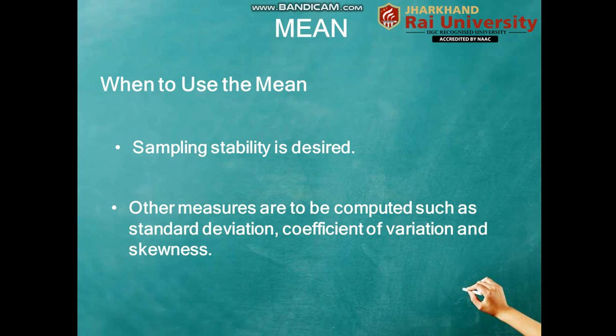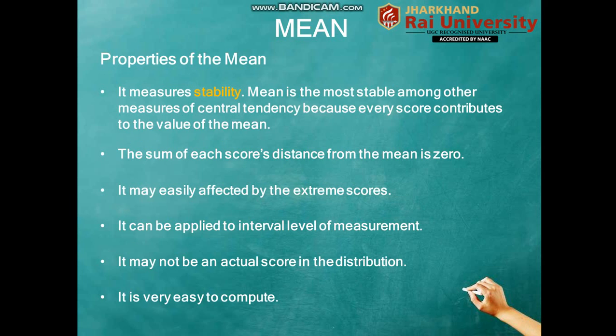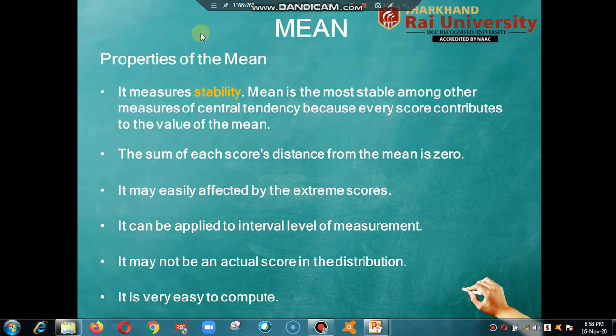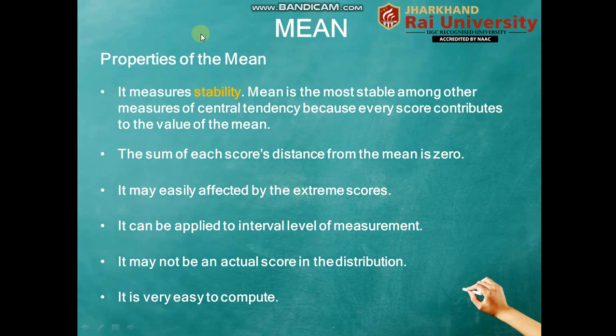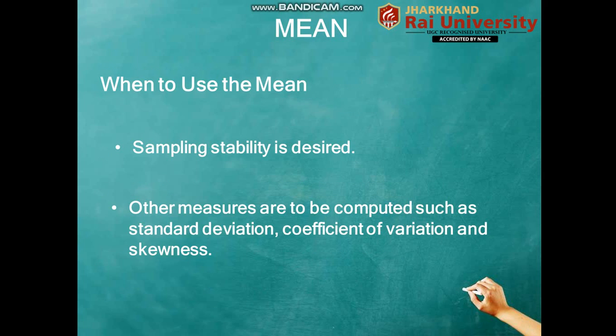So what are the properties of the mean? It measures stability, and the mean is the most stable among other measures of central tendency. The sum of each score's distance from the mean is 0, and it may be easily affected by extreme scores. It can be applied at the interval level of measurement, and it is very easy to compute.